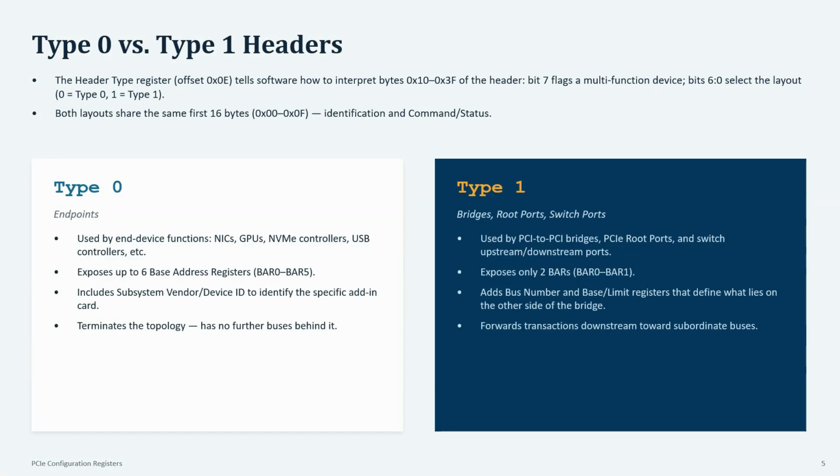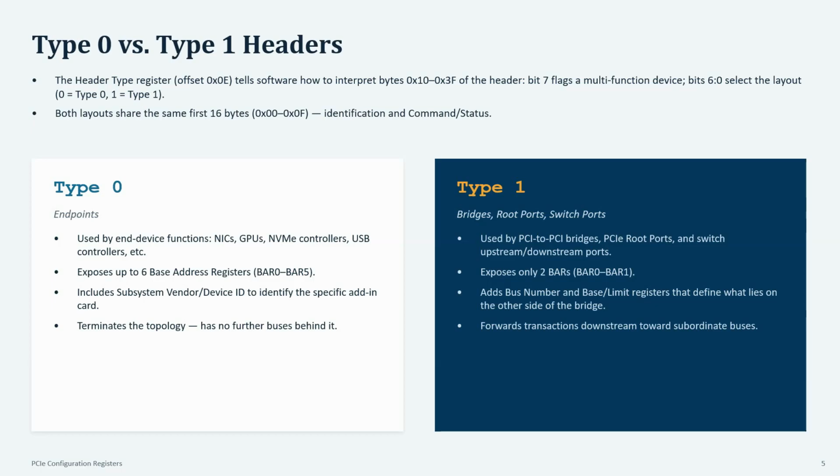Now, for headers, we have two kinds. If I'm going to use an endpoint, I'm going to use a type 0 header. And if I'm going to use a bridge, which is nothing but, we are not going to have a physical bridge in our PCIe, we are going to have virtual bridges.